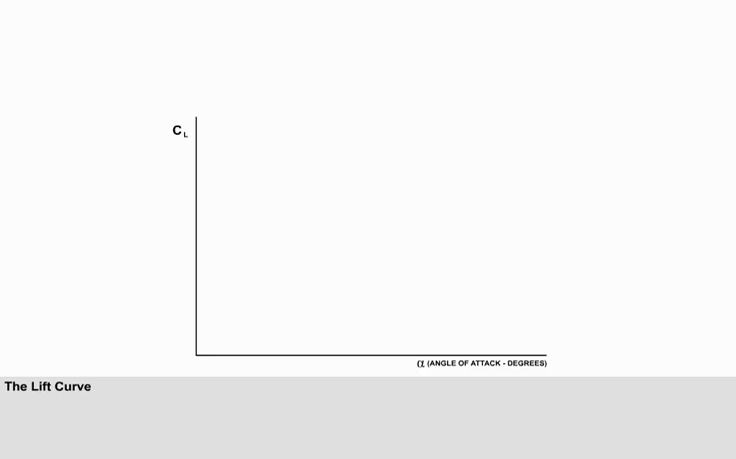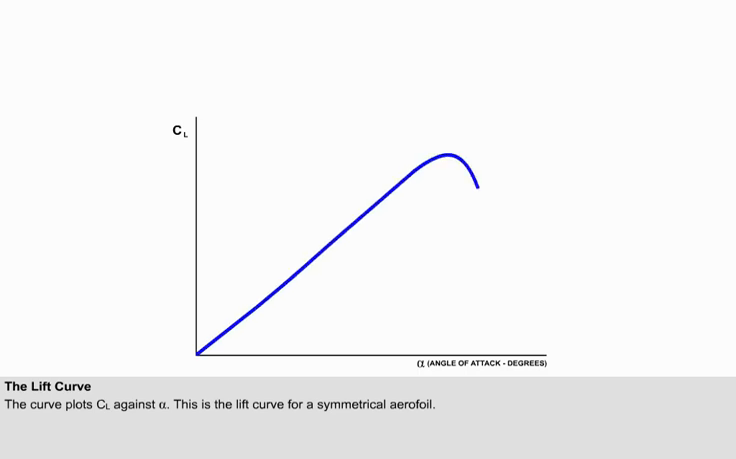The lift curve is a convenient way to illustrate the properties of an aerofoil under various conditions and in various configurations. The curve plots coefficient of lift, CL, against angle of attack, alpha. You may deduce from looking carefully at this curve that it is for a symmetrical aerofoil, since it starts with zero lift at the axis origin.